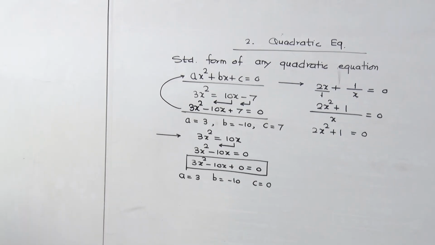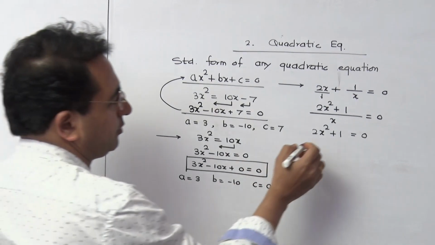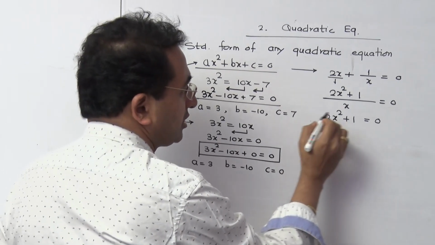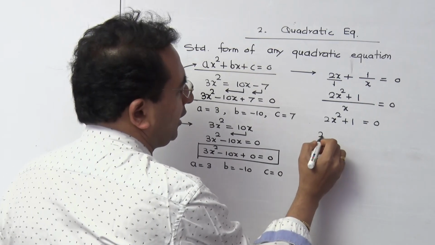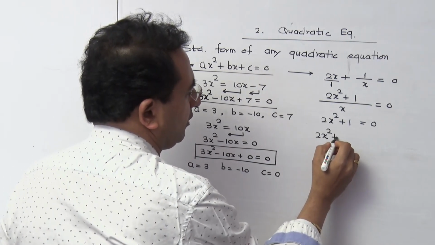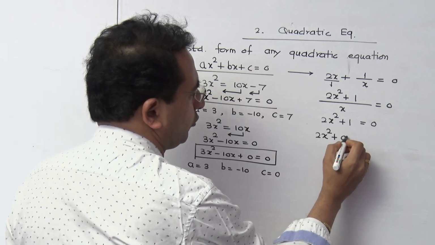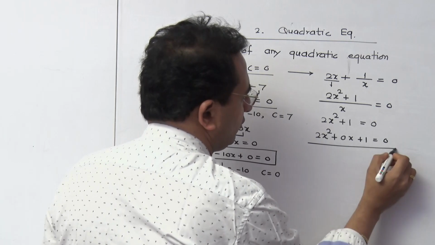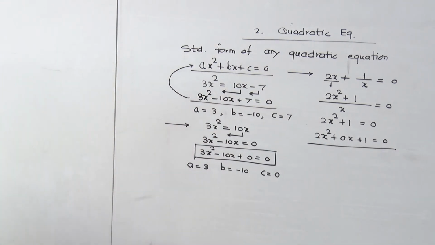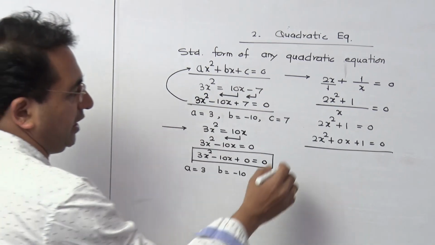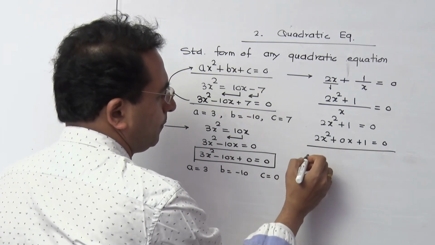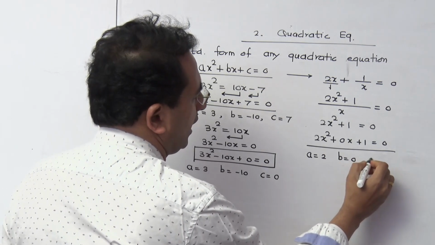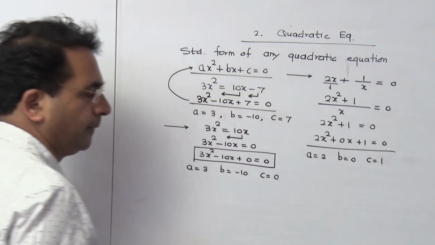Now what is the problem? You are not having a missing term here, that is x term is not there. This is not the standard form. We have to write 2x square. Now if x is not there, then we are supposed to write 0x and then 1. So definitely now this equation is in a standard form where we have to write the values of A, B, C. The value of A is 2. The value of B is 0 and value of C is going to be 1.